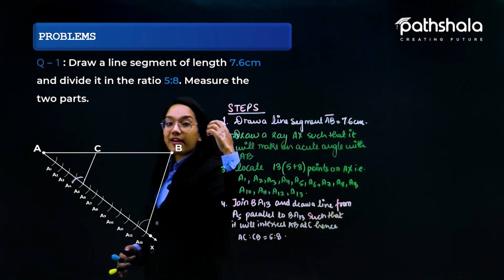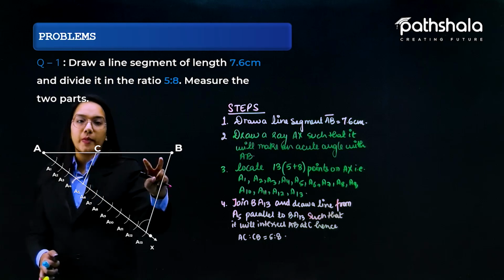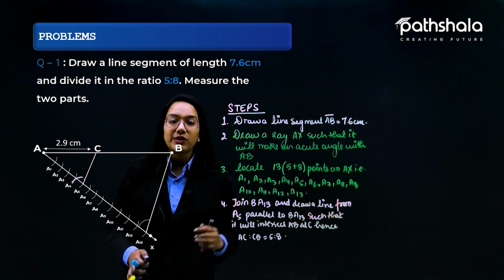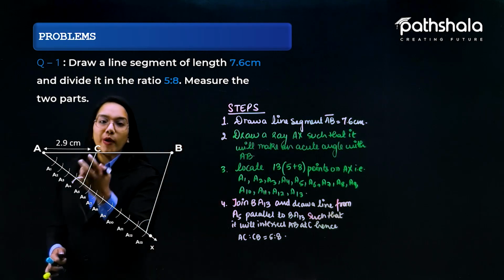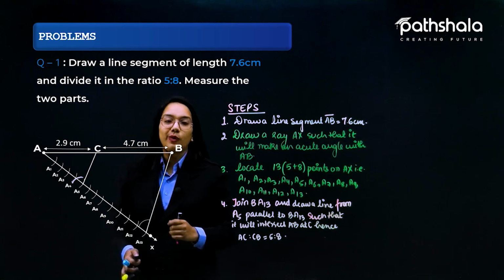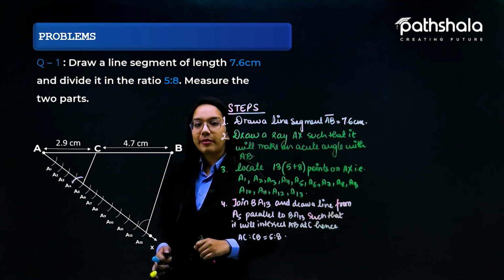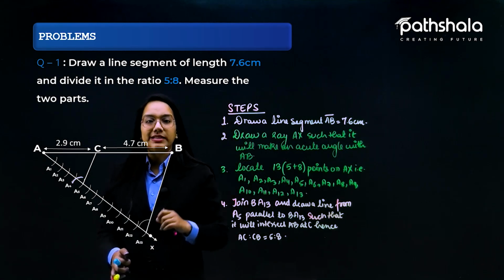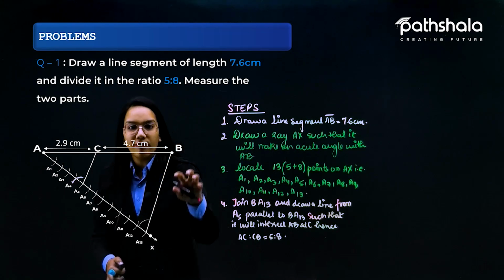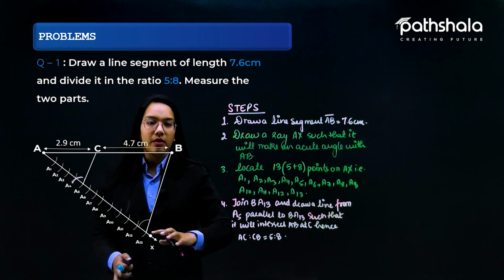Now, it says that we have to measure the two parts. Using the compass, you can measure the two parts, and they come out to be 2.9 centimeters and 4.7 centimeters. So this is the answer for the very first question.